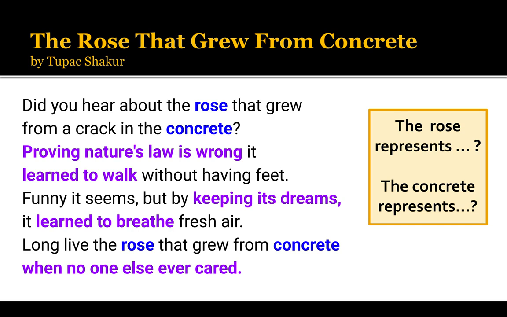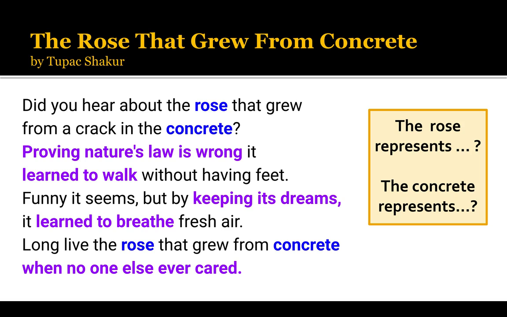And then we get this idea of, what's the concrete? Because no one ever cared. So the rose grew, but no one cared. So everything around it. This rose can represent someone, a person, and the concrete can represent their troubles, right? So the rose is growing, it's got a lot of troubles, but it kept its dream and it's surviving, and the concrete is all the troubles it had around it.